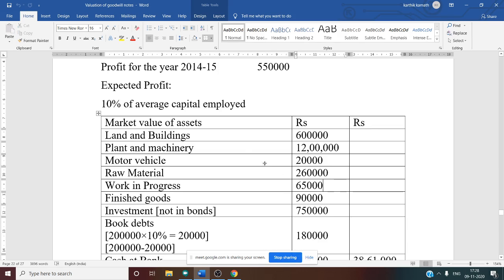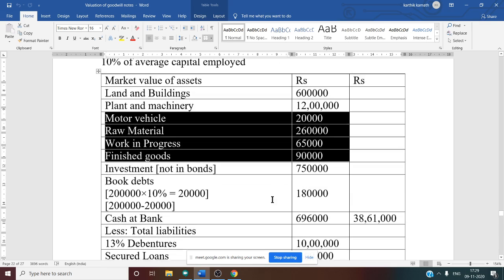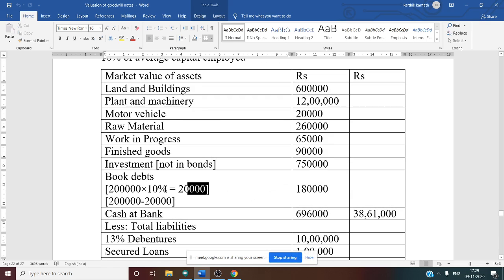Then all other items, motor vehicle, raw material, work in progress, finished goods as it is. Why? Because there is no adjustment given. So we'll assume that book value itself is the market value. By seeing the question itself, we can write directly 20, 2 lakh 60, 65 and 90,000. Then what about book debt? Book debt, they said 10% is to be considered as bad. So book debt total we know that is given in the asset side 2 lakh. So on 2 lakh take 10%, 2 lakh into 10% you will get 20,000.